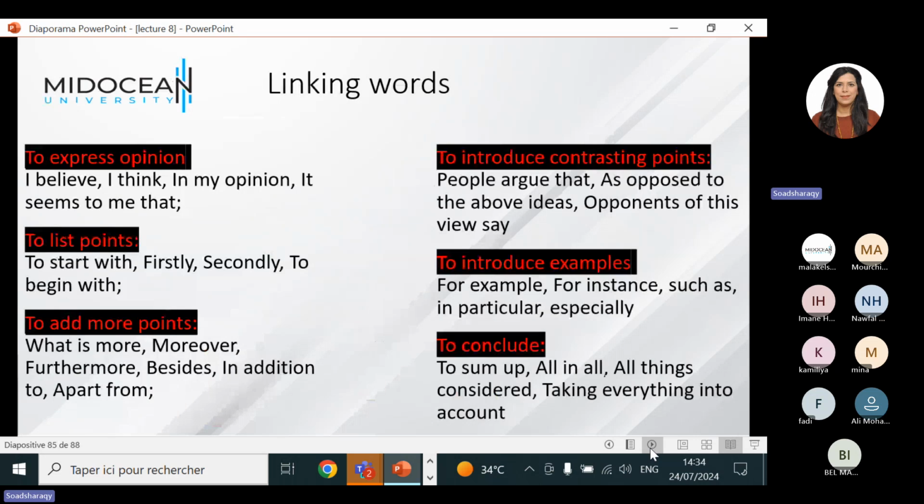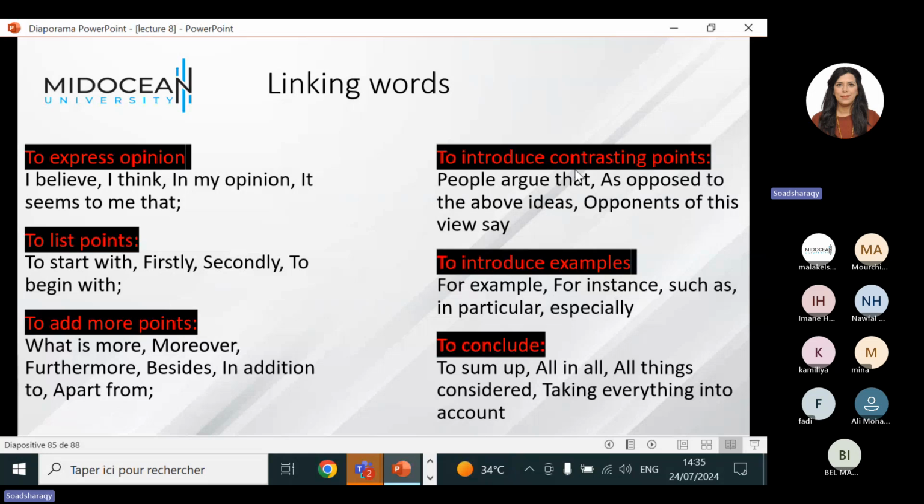Example of linking words. Okay, now to express your opinion, use I believe, I think, in my opinion, it seems to me that. To list points, used to start with: firstly, secondly, to begin with. To add more points, use what is more, moreover, furthermore, besides, in addition to, apart from.